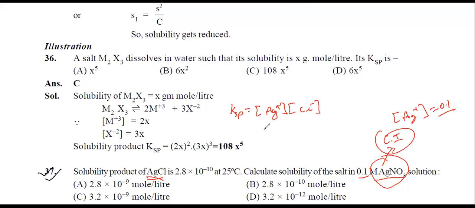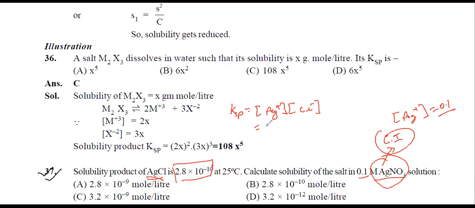Now if you see this, this value is very small. Agree, everyone? KSP is very small, right? Okay everyone? Very good.